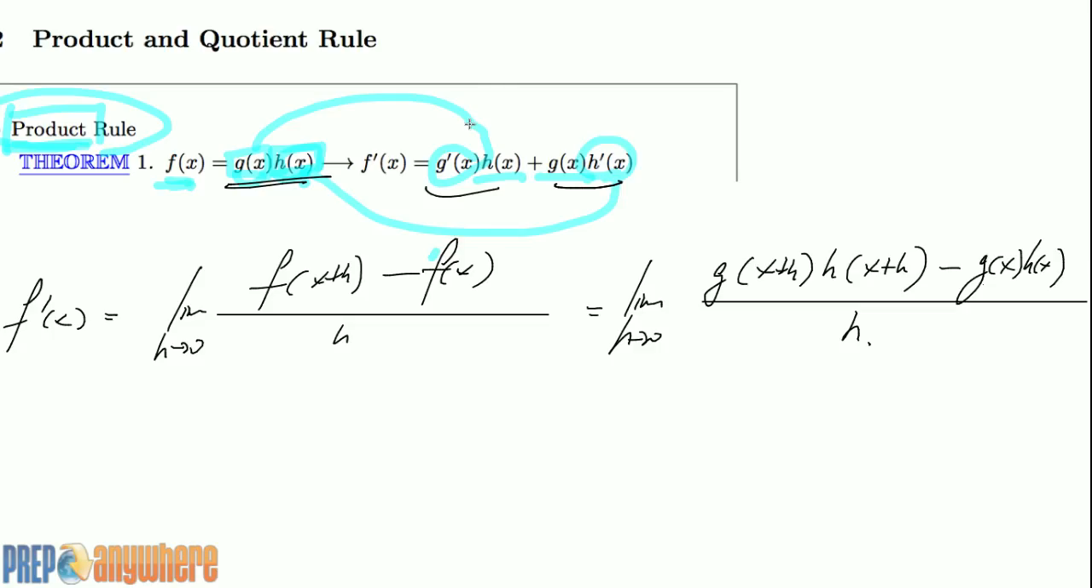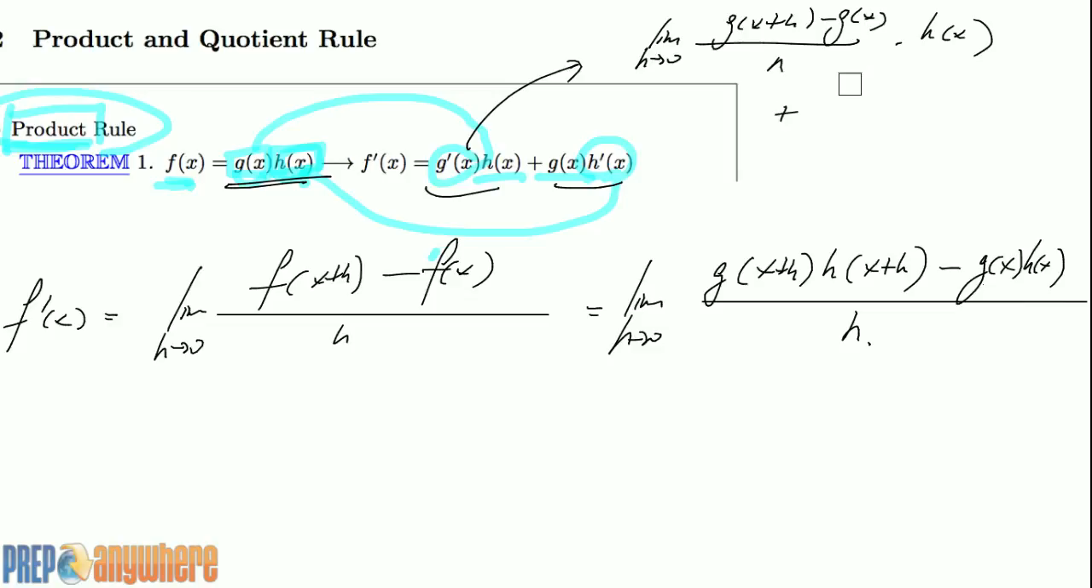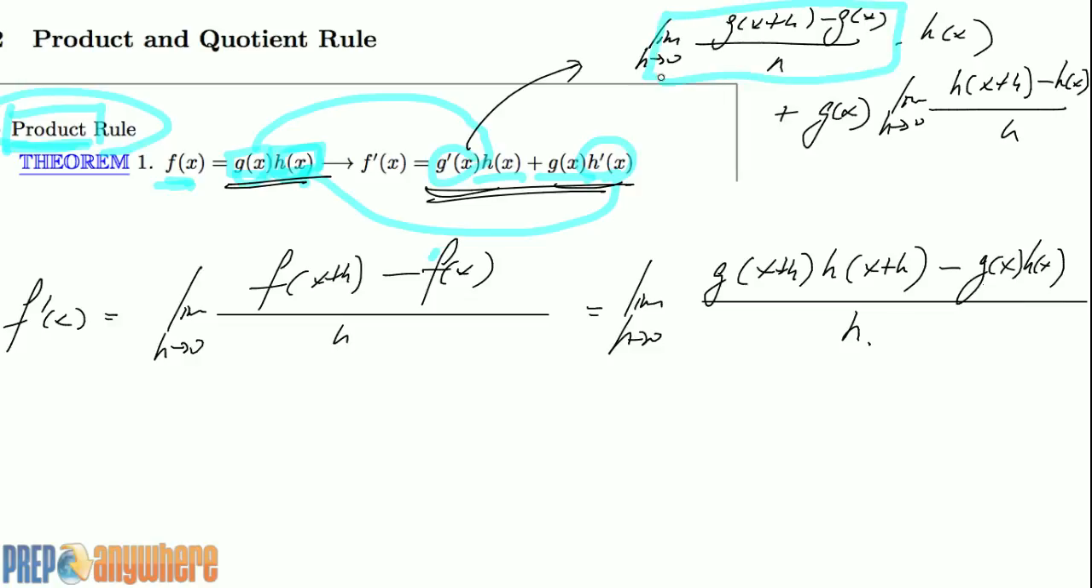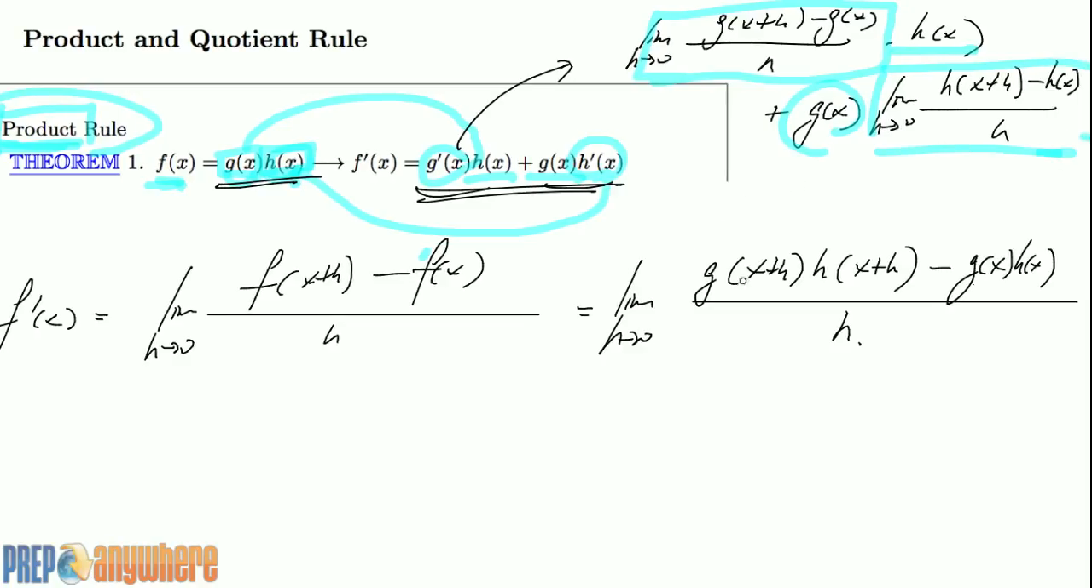If I were to write this in first principles, here's how it's going to look. So this is actually a short form of what I have written here. This is the definition of g prime at x times h at x, plus g at x times h prime at x. Okay, so we would like to turn what we have into that.